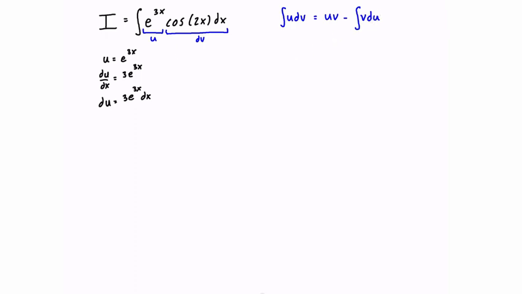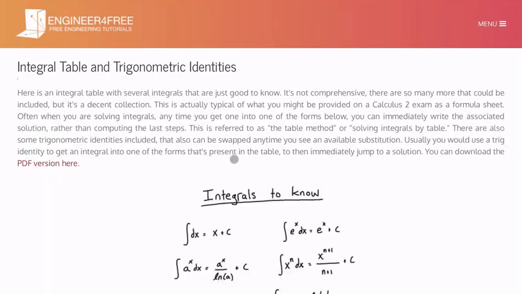So for dv, we can write that as well. We have defined dv to be cos of 2x dx, and we want to take the integral of dv, so that's just going to be the integral of cos of 2x dx, and that's going to give us v, but we need to look up what the integral of cos of 2x dx is. If you don't have it memorized, that's fine. You can just go to an integral table, and I've got one here on the Engineer4Free website. There's a link in the description below if you would like to check it out.